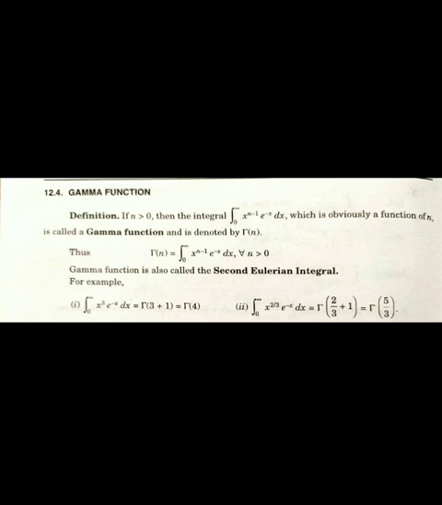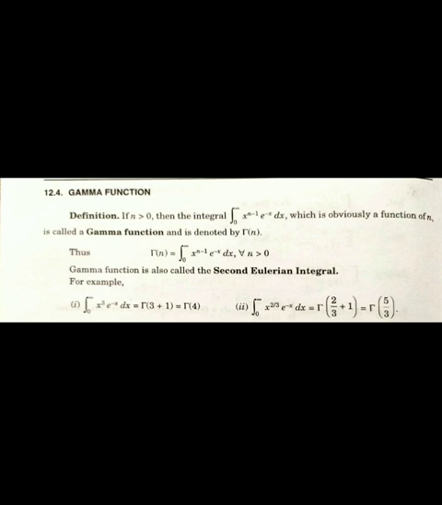Once again I will repeat. If the integral has e raised to minus x, then that is a gamma function. If the integral function is in the form of x, 1 minus x, that is the beta function. For a gamma the limit is 0 to infinity. For a beta it is 0 to 1. So this is the gamma function.